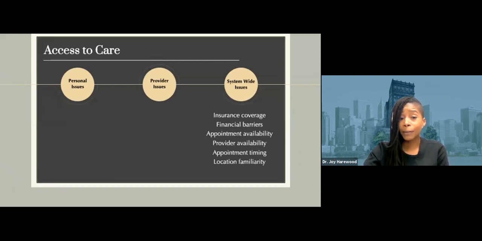Finally, there are system-wide issues like insurance coverage that we spoke with, financial barriers, but also the availability of appointments. I can say in many places that I've worked before, I may not have an appointment for the next 6 months. For somebody who's really trying to get in or they have an issue, that's a problem. But if you work in a health professional shortage area, those are things that you're going to face every single day. Provider availability, appointment timing, as I said before, and familiarity with location.